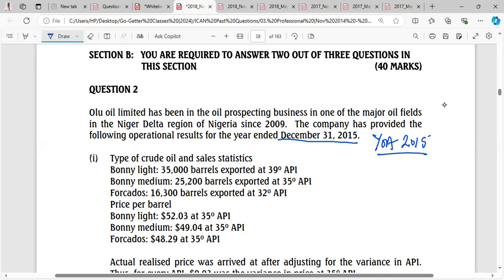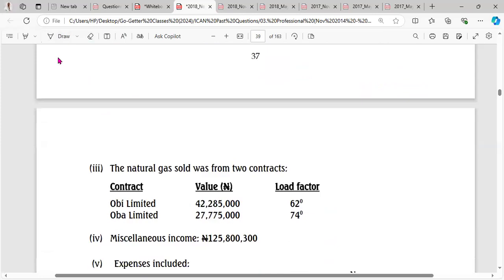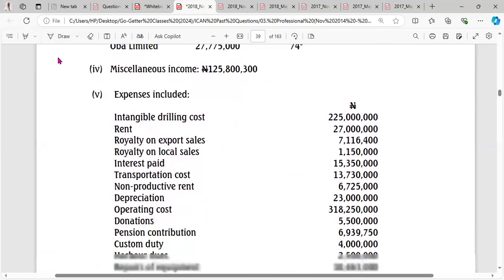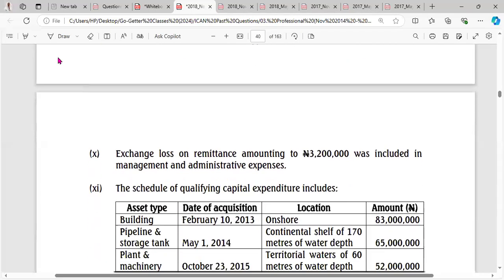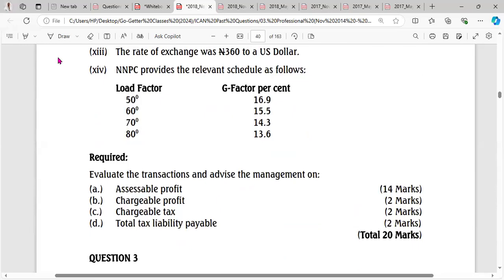Now, when you are attacking a question, instead of reading the whole thing, you've seen that this is an oil company, and they said oil prospecting business. So for you to be in the oil prospecting business, this is upstream. Then you can see crude oil and all that. So just go straight to the last part of the question to see what we are asked to do. This is a long question, looks like a question number 1 type of question, but it's actually question number 2.